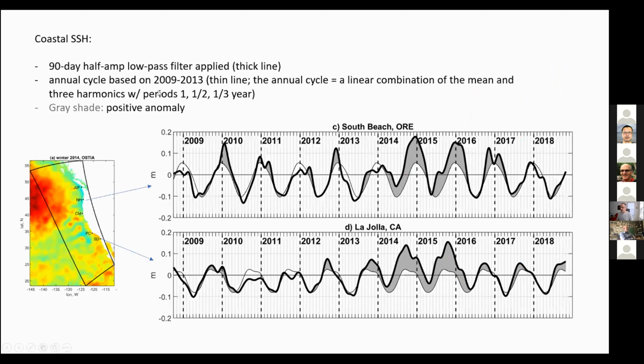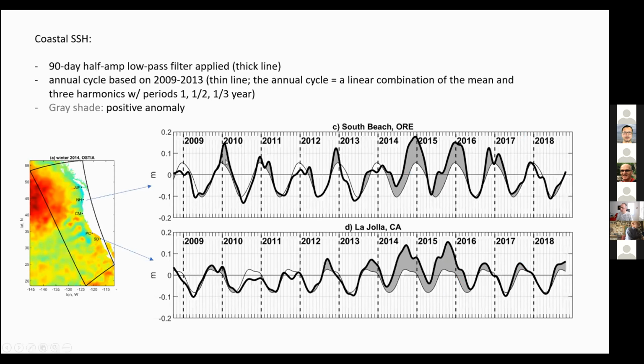What is shown here is I applied the 90-day half amplitude low pass filter to the daily average sea surface height fields, and this is for two locations, Oregon and San Diego, California. And I extract the seasonal cycle, the annual cycle. This is the thin line, and the thick line is the actual signal, but low pass filtered. So basically, the shaded areas are where your sea surface height has a positive anomaly, which happens in South Beach, Oregon, off Newport, in winter 2014-16. This is the El Nino signal.